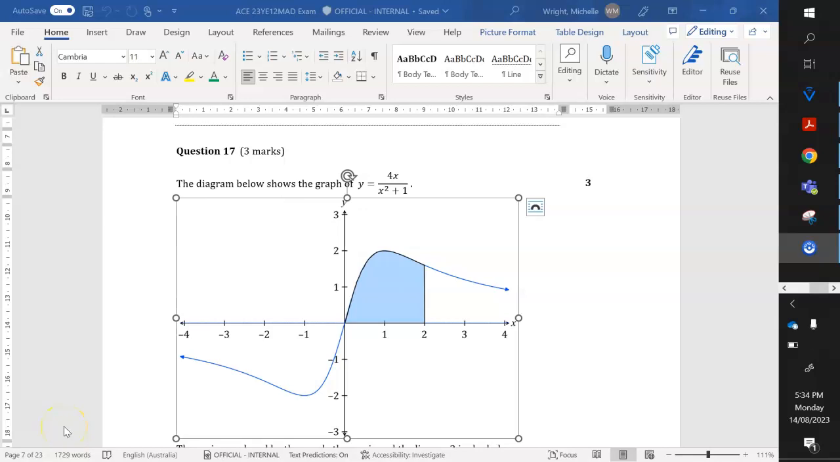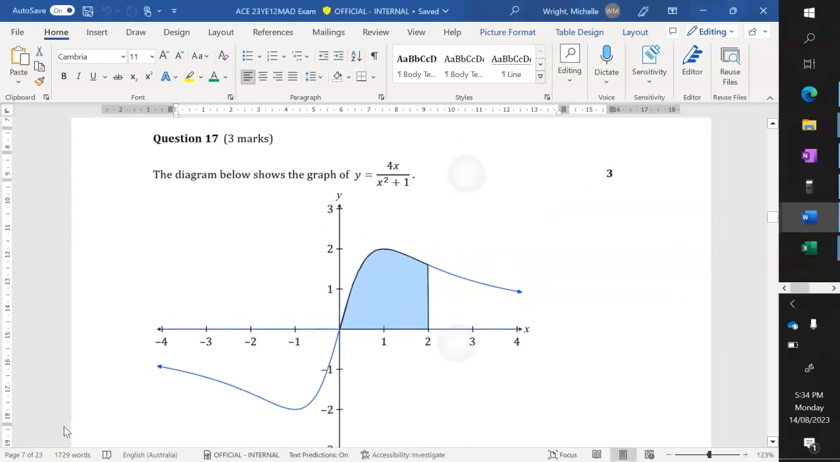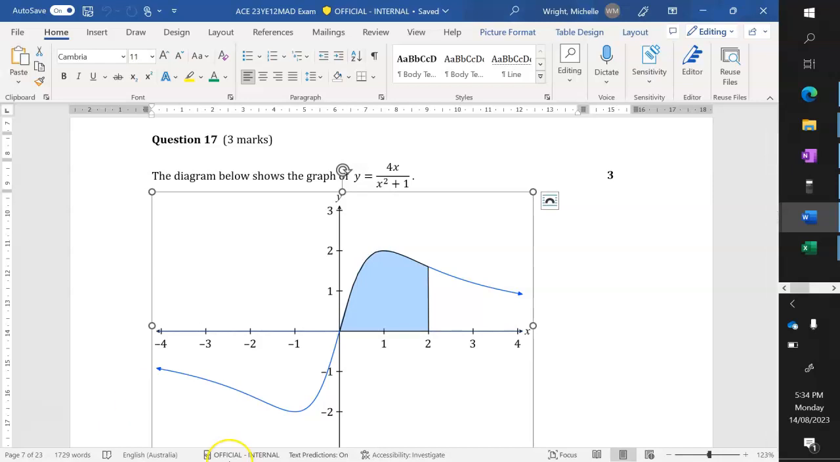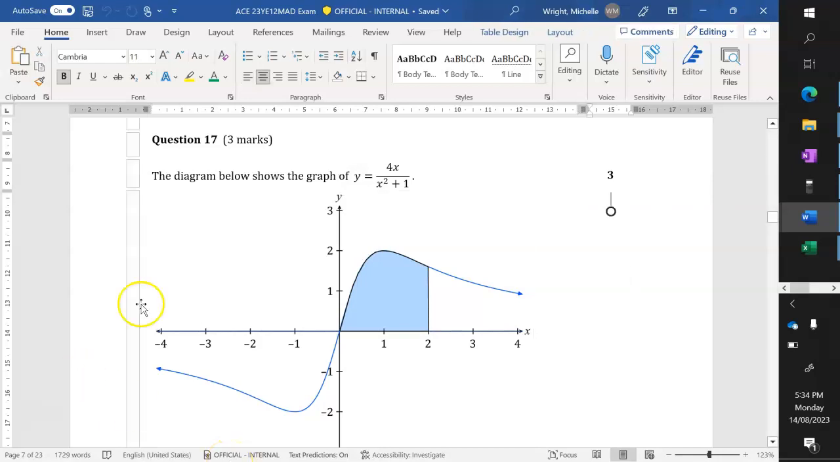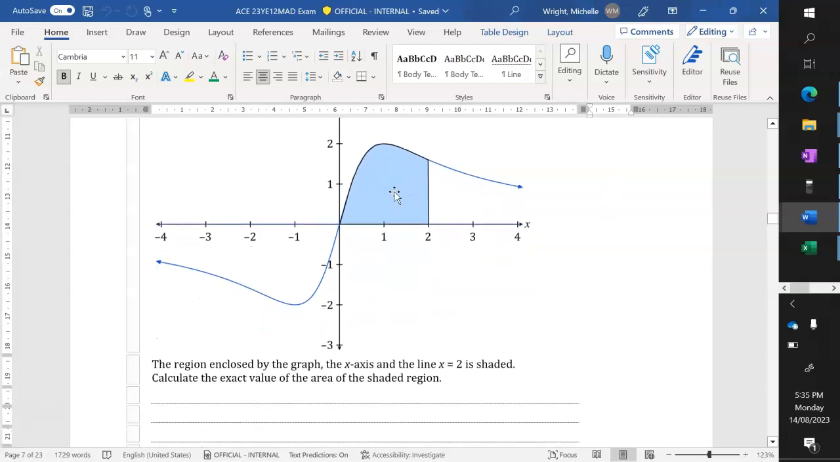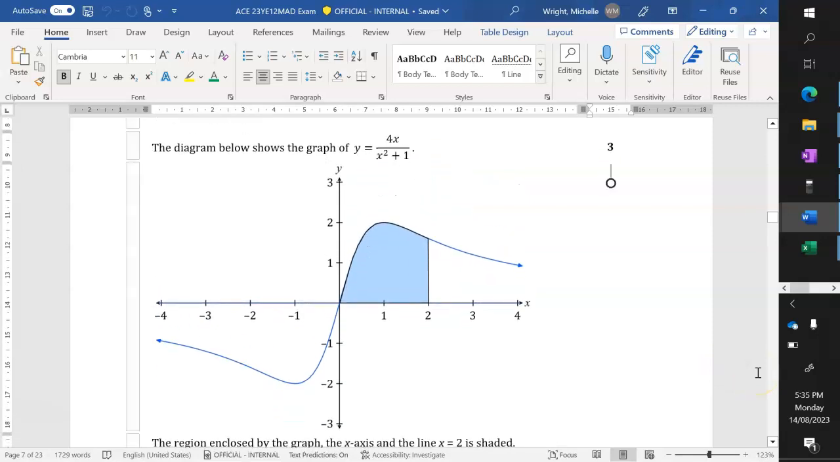Okay, hi Year 12. We're up to question 17 now, and it looked like this below. It gave you a diagram of a function y equals 4x over x squared plus 1. It wanted you to find the region enclosed by the graph, the x-axis, and the line x equals 2. So it's basically finding the area of the shaded region, and you needed to find that in exact value. I didn't want a decimal for that. The question is worth 3 marks.